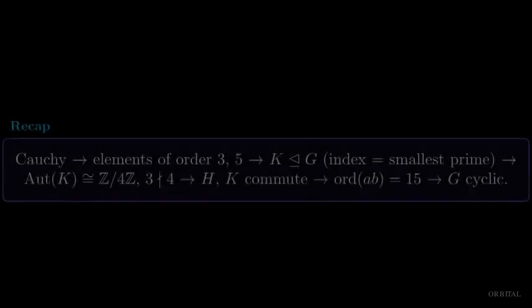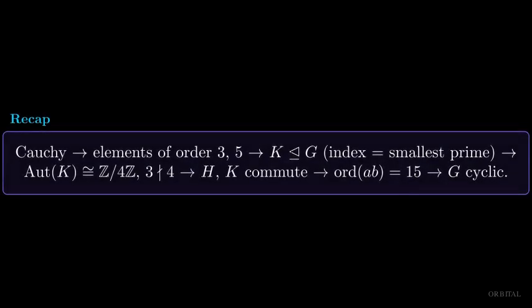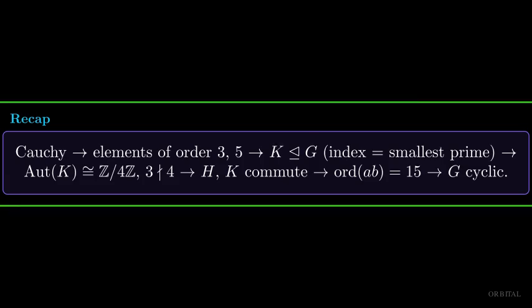Let's recap. We used Cauchy's theorem to find elements of order 3 and 5. The index smallest prime theorem told us the order 5 subgroup K is normal. Then, since the automorphism group of K has order 4 and 3 doesn't divide 4, conjugation by H must be trivial, so H and K commute. Finally, coprime orders gave us an element of order 15, making G cyclic. And that completes our proof.